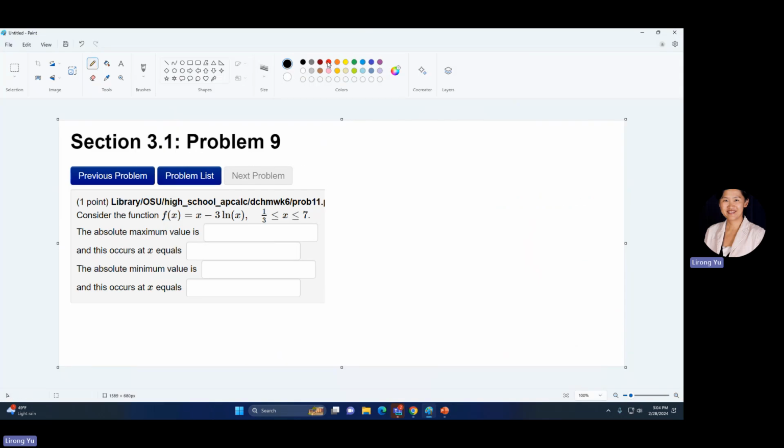As usual, we're using calculus, so number one thing, we will find the derivative. The derivative of ln of x is 1 over x, so the derivative is 1 minus 3 times 1 over x, which equals 1 minus 3 over x. Now this function is undefined when x equals 0, but our interval does not have 0. Therefore, on that interval, we don't have any undefined point.